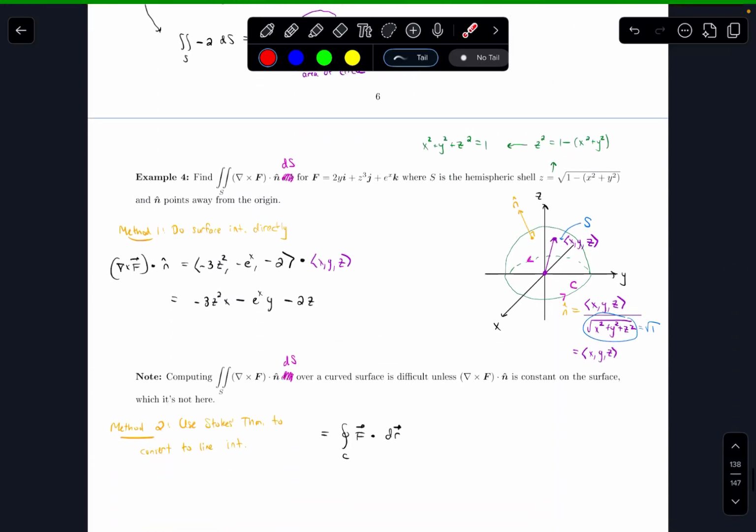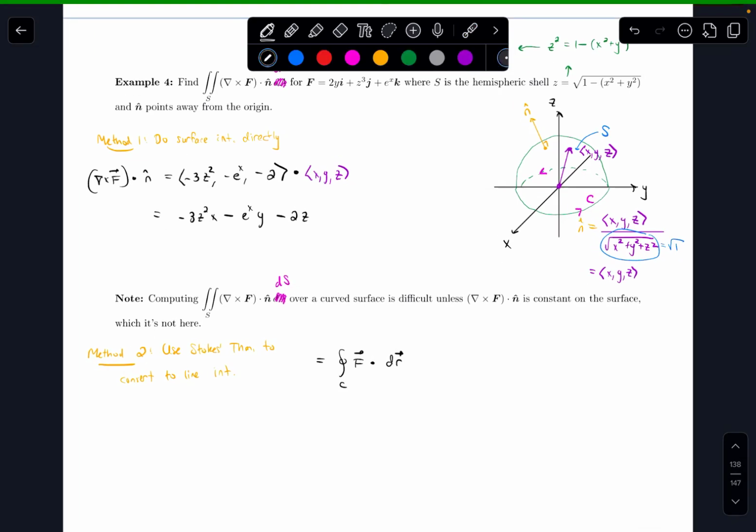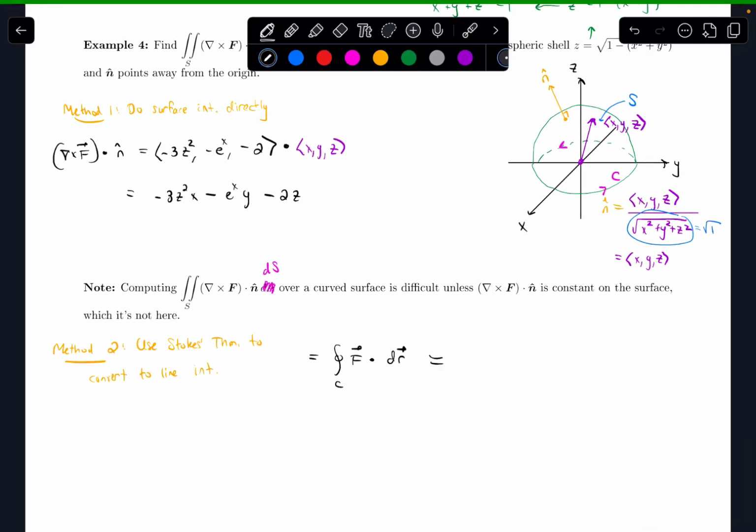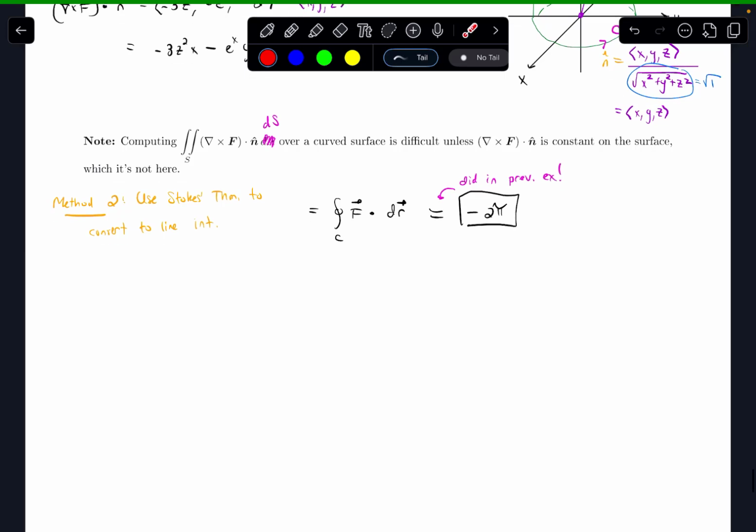Okay, so that's nice. All right, so let's use that. We did this in the previous example, and when we did that, we got negative 2 pi. So I won't work it out all over again because we did it already. So that gives me negative 2 pi. Okay, awesome. So that's one way I could do this.